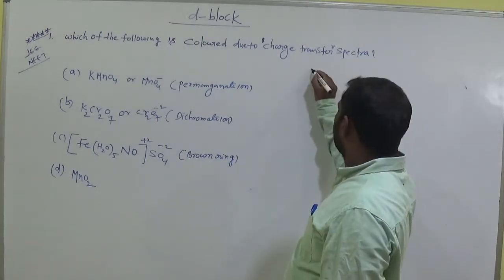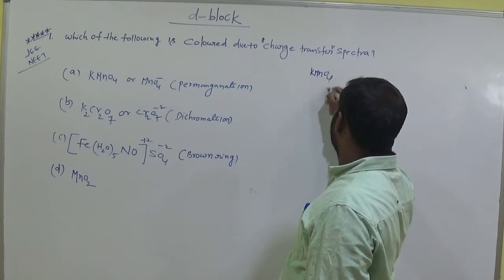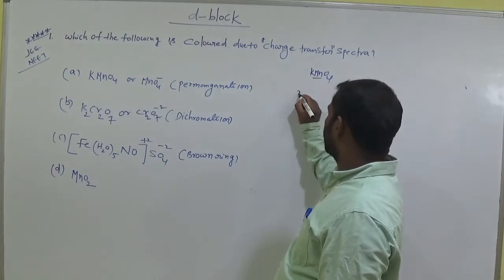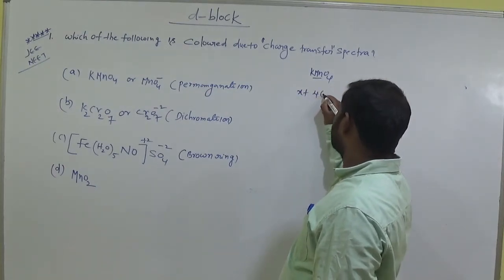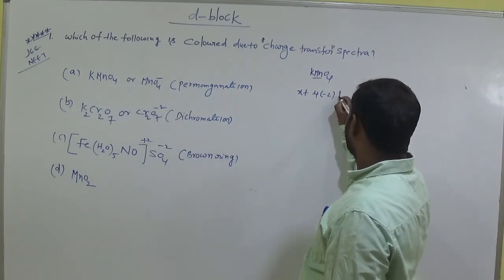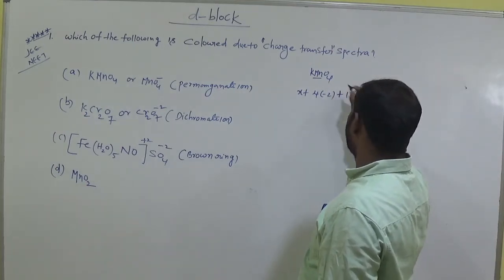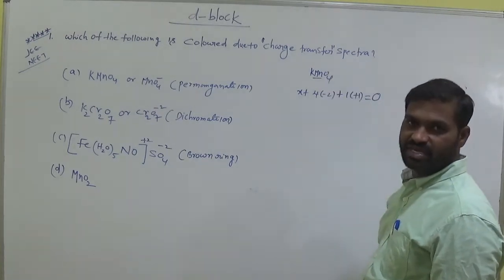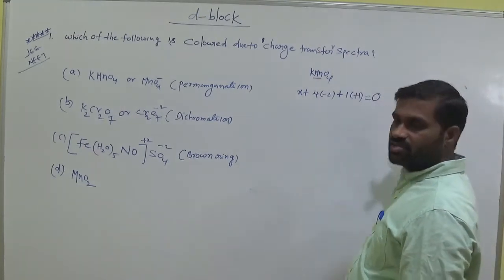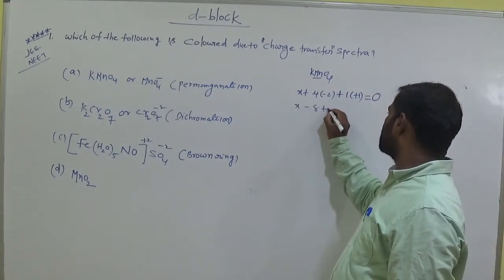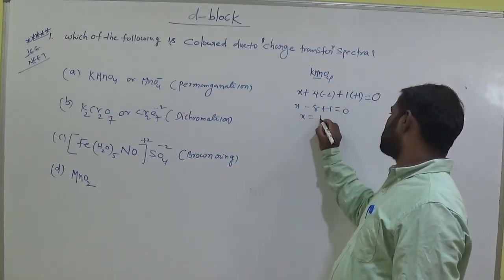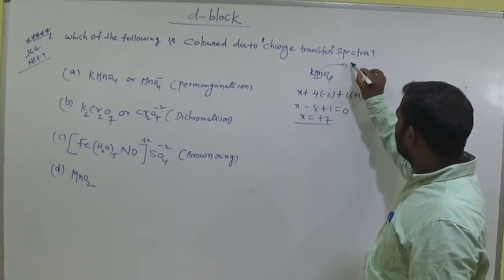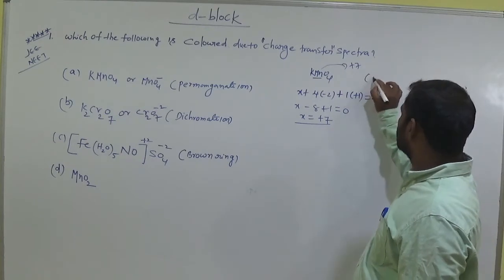In KMnO4, what is the oxidation state of manganese? We have only one manganese, so taken as X. 4 oxygens, each oxygen carries -2. Potassium carries +1. Is there any charge on KMnO4? No. So total equals 0. Charge means plus or minus. So X minus 8 plus 1 equals 0. X equals +7. So the oxidation state of manganese here is +7.